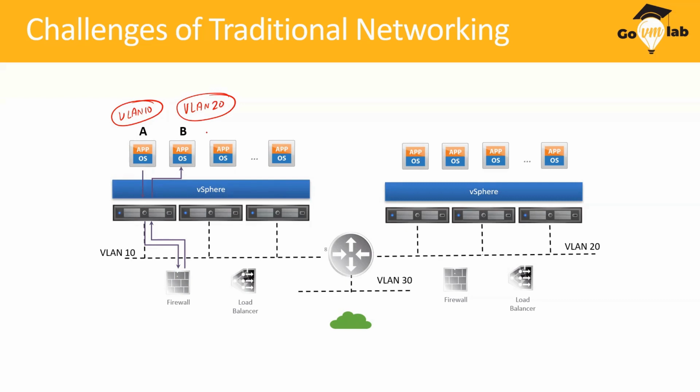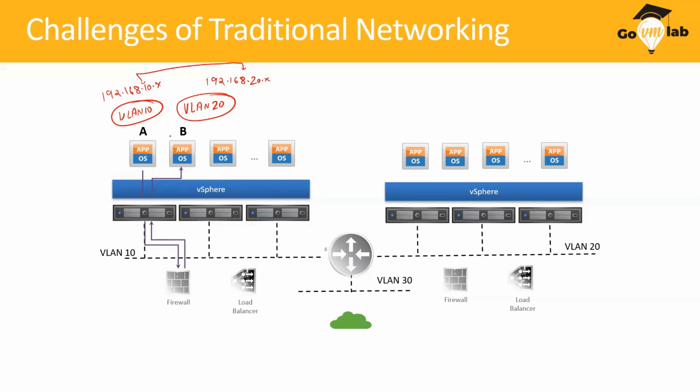From the vSphere perspective, we usually don't design the networking this way, but I'm just giving the flexibility where, rather than segregating this workload at the rack level, let's assume VM A is configured with VLAN ID 10 and VM B is configured with VLAN ID 20. Let's say this is my 192.168.10.x network, and this is my 192.168.20.x network. So these are two different networks.